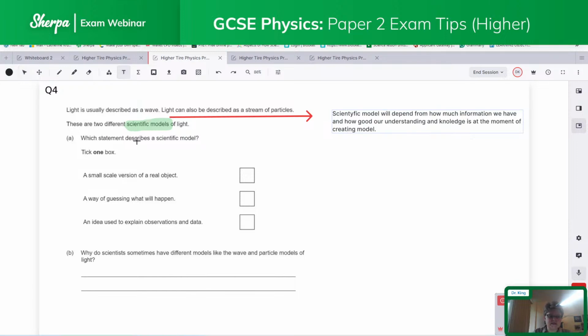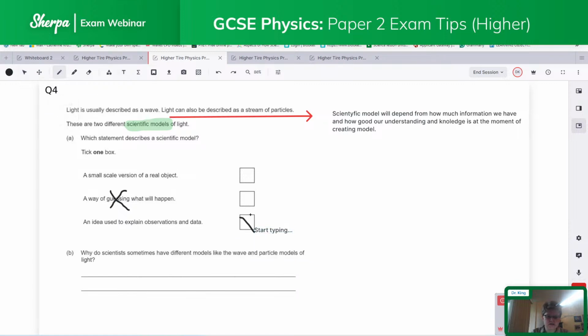So which statement describes a scientific model? A small scale version of a real object. It's a way of guessing. Guessing, no, huge no. In physics, we do not guess, we want to have proof of what happened. And an idea used to explain observation and data. Scientific models are not just small representations of a real object. Scientific models are used to explain observation and data. So that's what it will be.